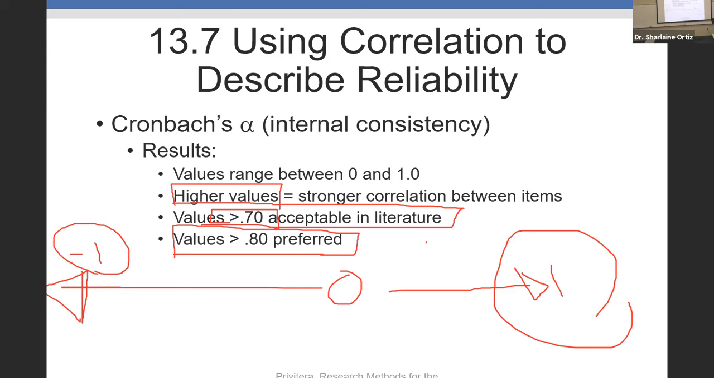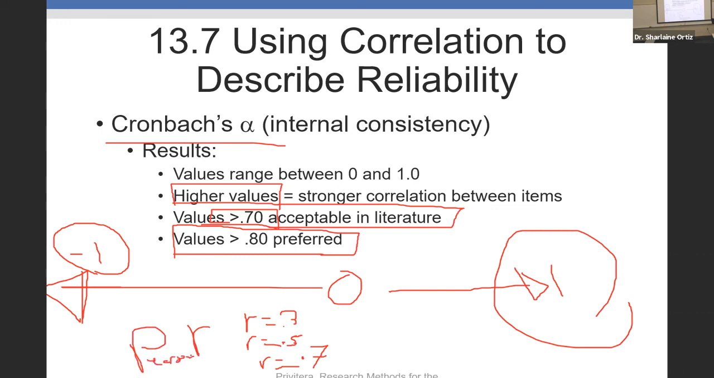Now, the ones for relationships in general are a little different. They're not like this one. Generally, a poor relationship, very mild, is 0.3. For moderate, we have 0.5. Anything greater than 0.7 is what you're looking for. But that is for correlations, not for Cronbach's alpha, not Pearson's r.